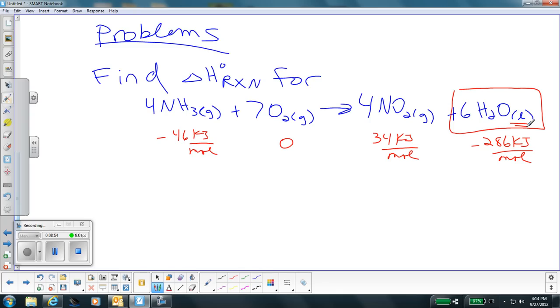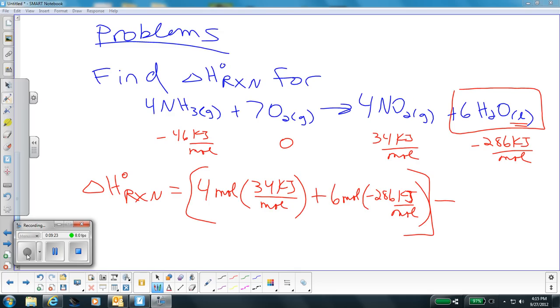The state of the chemical makes a difference. Gaseous water has a heat of formation of just negative 242 kilojoules per mole. So you do have to be careful and look at the physical state for each chemical. So now our heat of reaction is going to be products minus reactants. I have to multiply my coefficients, which represent moles, by my heats of formation for each piece. So it's my products. Here's my products. And we need to subtract our reactants.